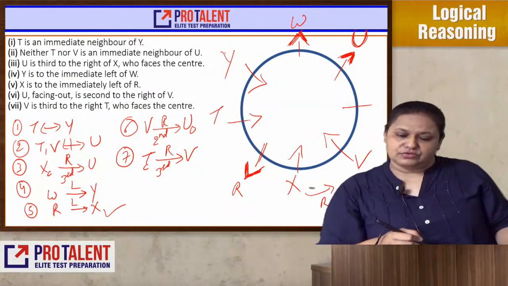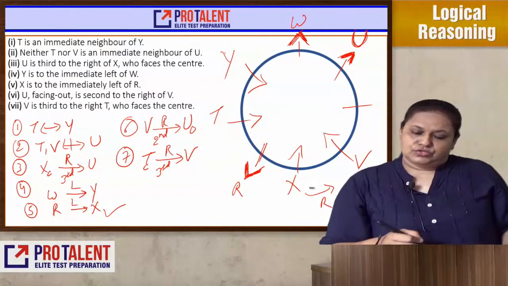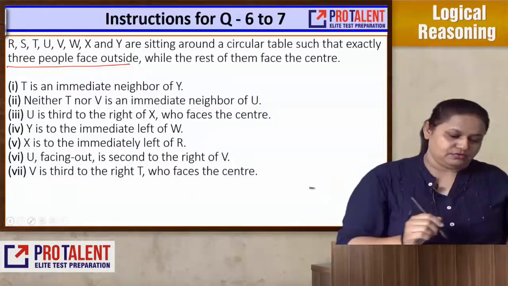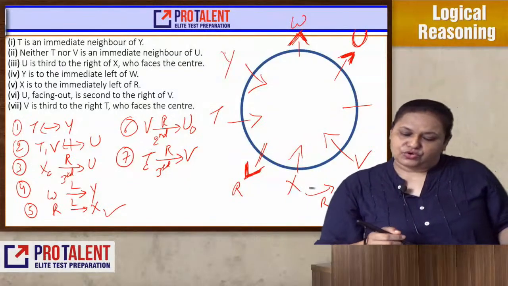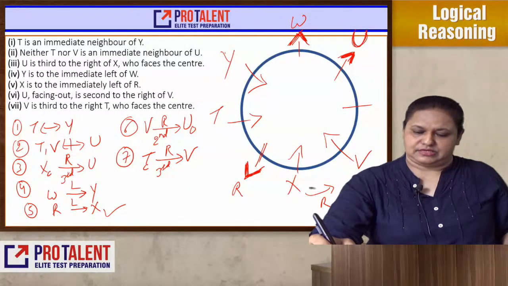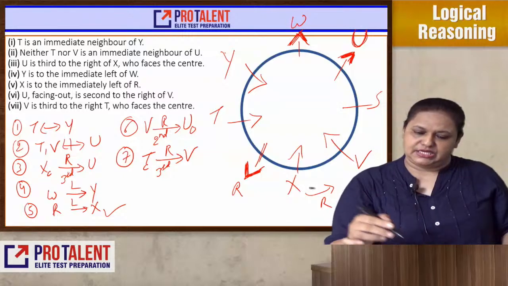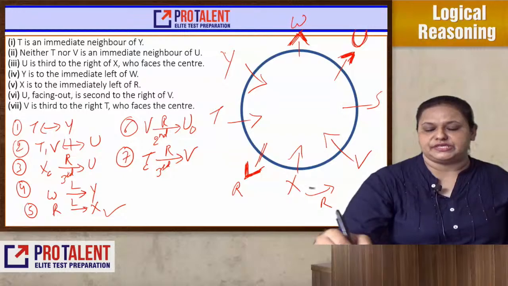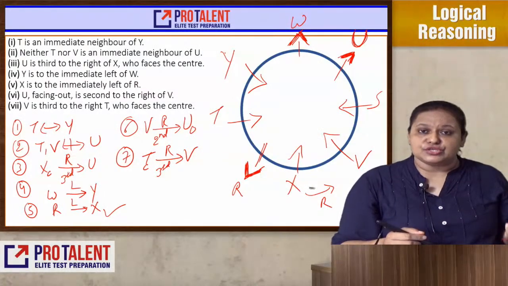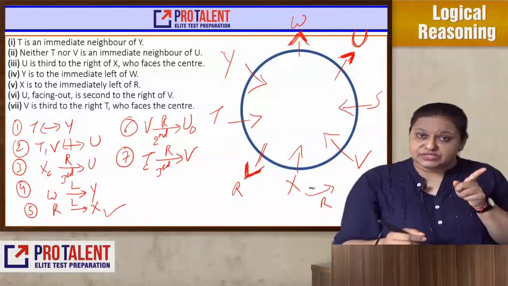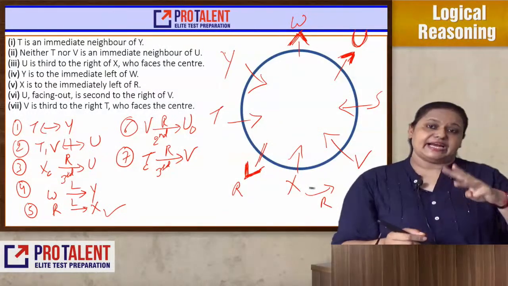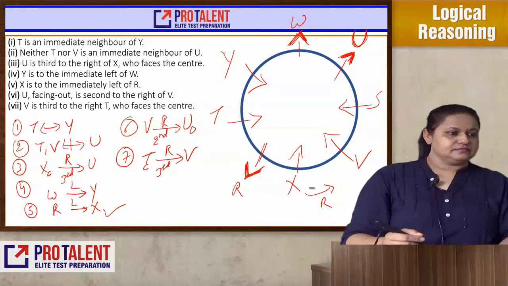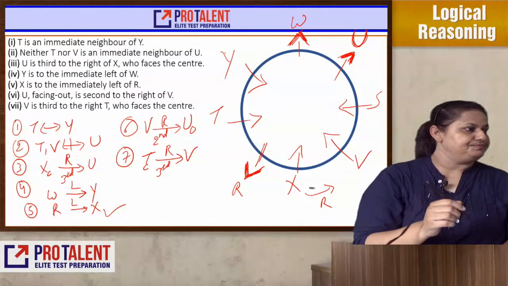And who is left out? Wait a minute, who is that fellow who is left out? R, S, T, okay. U, V, W, X and Y. So we are done, and S is also facing inside. Clear? This is one of the varieties, a case in which we were given that 3 are facing outside and the rest are facing inside. Fine, so let's look at the questions now.